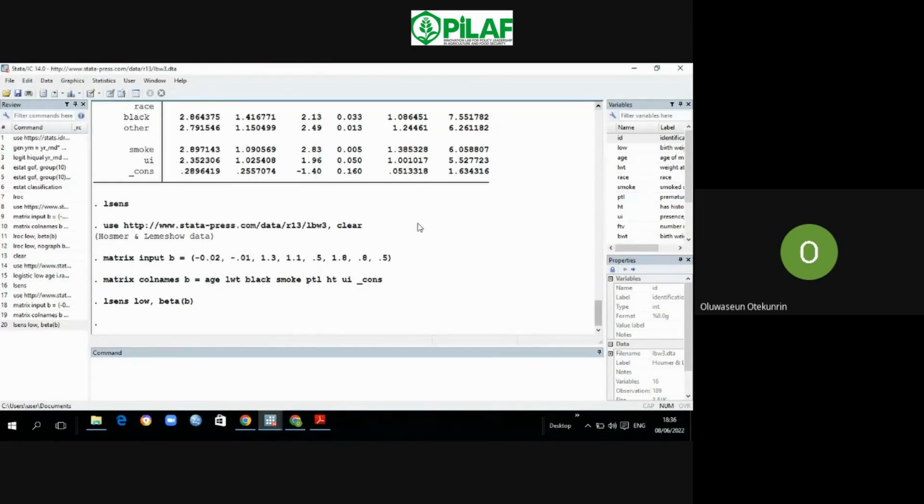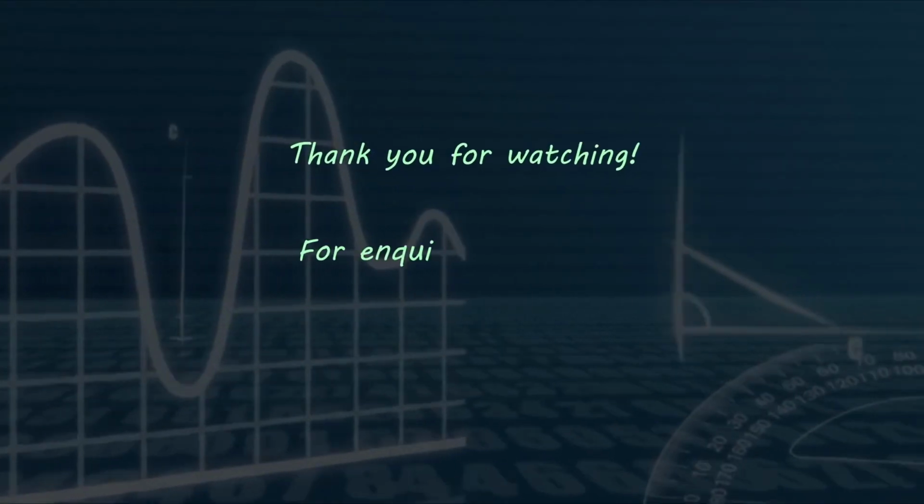Okay. If there are no questions, that is the end of the training. There are other commands, but I think these are of special interest to logistic regression. So basically, we have come to the end of the STATA training. Thank you very much for your attention.